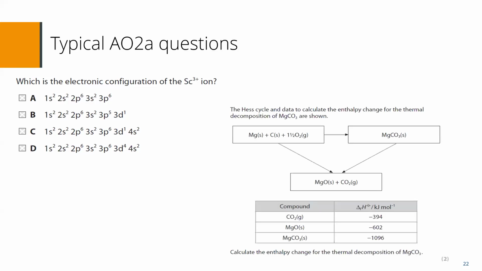There is a calculation. Use the Hess's cycle data shown to calculate the enthalpy change for the thermal decomposition of magnesium carbonate. Okay, so it's a straightforward exercise in putting the numbers into Hess's law and coming up with an answer. So that is AO2A as well.